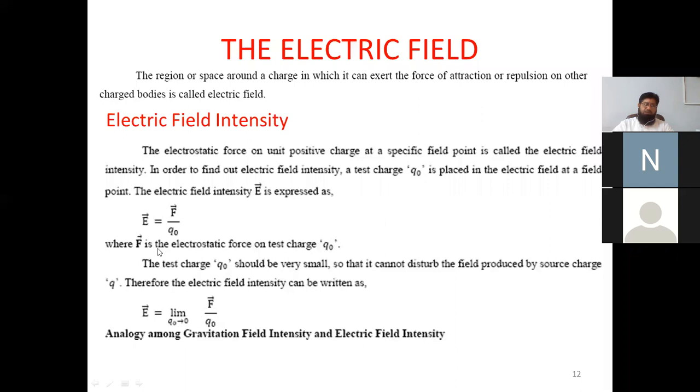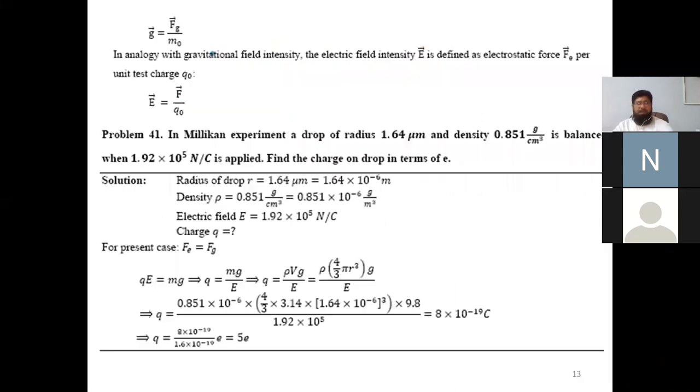If we say that the force is the electrostatic force on the test charge, this Q naught is the test charge. If the magnitude of this test charge is very, very small, then it will not affect the force of the other charge whose electric field intensity is to be measured. As you know, this electric field intensity is similar to the gravitational field. According to the gravitational field, the force is equal to mg, the mass into gravity. So the gravity is equal to force upon m.